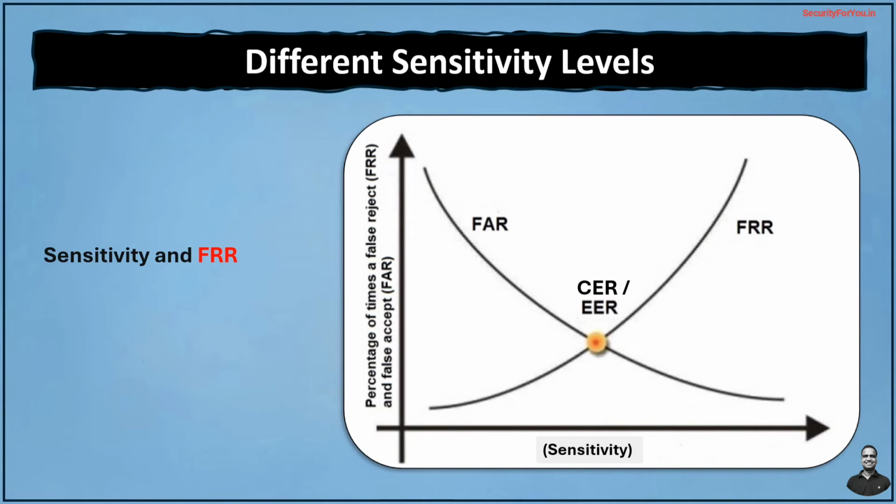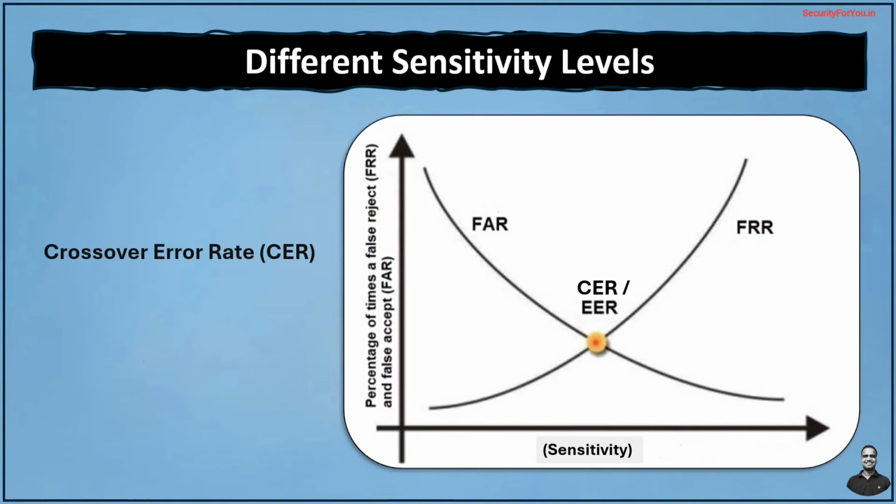And if you look at false rejection rate, as sensitivity increases, the false rejection rate also increases, because a more sensitive system may reject legitimate users more often. And if sensitivity decreases, false rejection rate decreases as well. I hope now you are able to understand how these are connected, right?